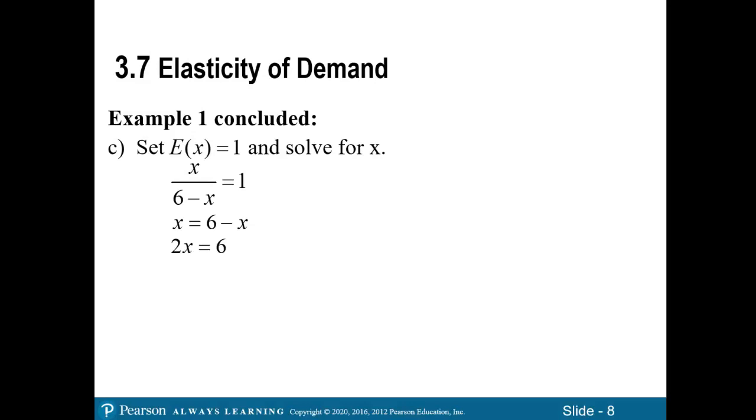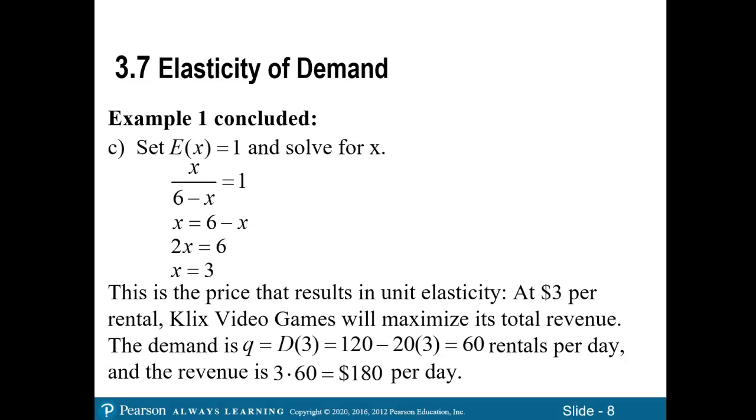And then add x to both sides right here. Add this over to the other side, gives me 2x equals 6. And then dividing by 2 would give me x equals 3. So what does that mean? This means that this is the price that results in unit elasticity, meaning when the elasticity value equals 1. So that means at $3 per rental, they're going to maximize their total revenue.